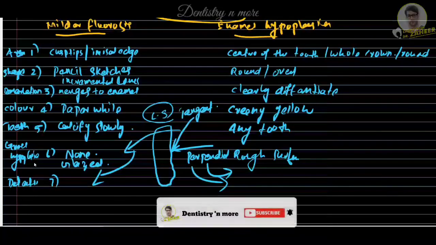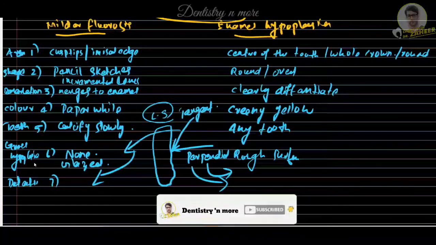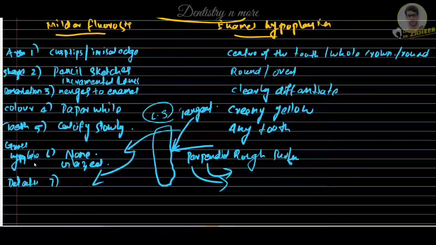Hope you understood the concept. The area affected in fluorosis is the cusp tip and incisal edge, because those are the areas where the first mineralization starts, and it has pencil sketch patterns because it follows the incremental line patterns. The demarcation merges with the surrounding enamel. There will not be any clear-cut boundaries, and it is a paper white area, seen on teeth which calcify slowly, like premolars and molars. Gross hypoplasia is not there. The tooth will look glazed, and we should use a tangent light, that is, the line of sight should be tangential to the crown, almost opposite.